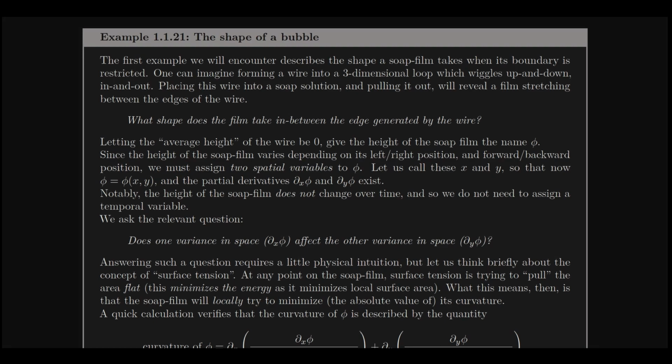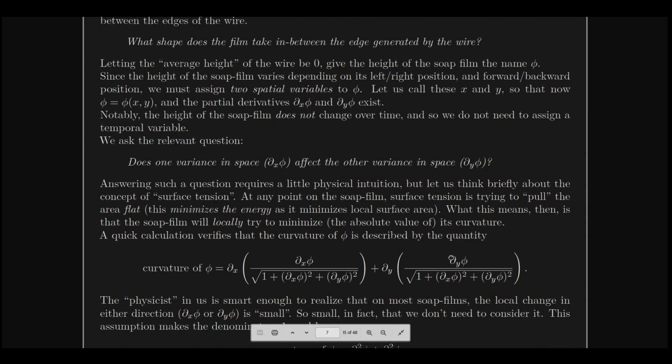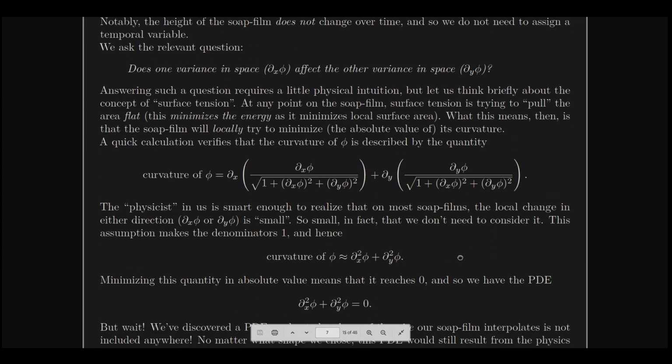Now, it turns out that you have to be a physicist very briefly. So you think about surface tension. So at any point on the soap film, surface tension is trying to pull it flat, right? If there's a tension to any point in all directions, and if you think about it, if you have a piece of cloth and you pull on it from all directions, it pulls the cloth tight and flat. And so what happens with surface tension is it's trying to pull it flat at any point.